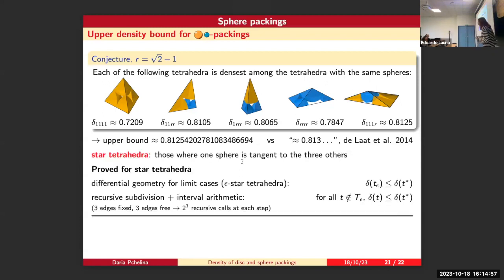So we actually proved this conjecture for a subclass of star tetrahedra. Star tetrahedra are those where one sphere touches three other spheres, so basically all these tetrahedra are star tetrahedra. And how did we do it? Actually, we used the exact same method as for triangles in ternary disk packings. Around these optimal guys, we use differential geometry to prove that they are local optima. And for everything else, we used recursive subdivision and interval arithmetic with much larger formulas than for disks, but it worked.